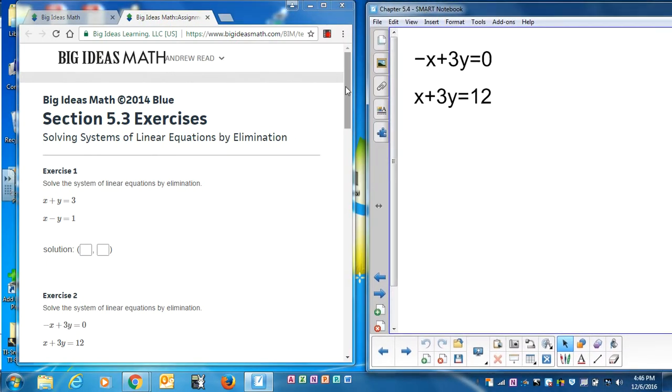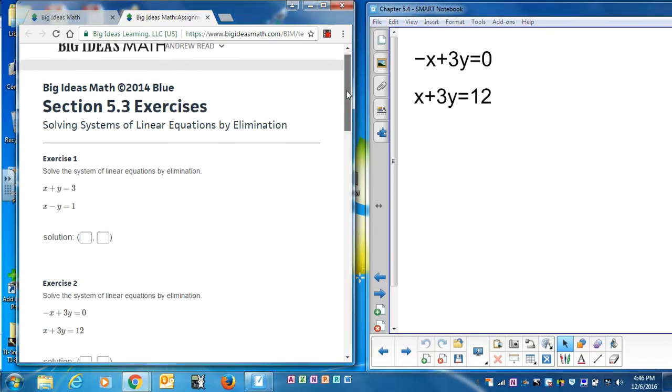Okay, this is section 5.3, set 1. I'm going to do a couple sample problems.